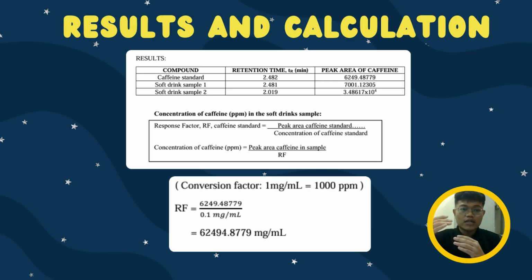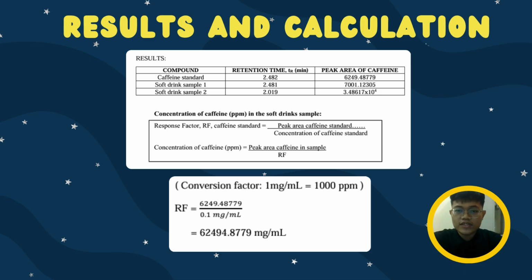After we obtain the retention time and the peak area reading, we have to calculate the concentration of the caffeine in ppm for the soft drink. In order to do that, we need to use two formulas, which are the response factor and the concentration of caffeine. So, before we proceed with the calculation, we have to calculate the RF first.